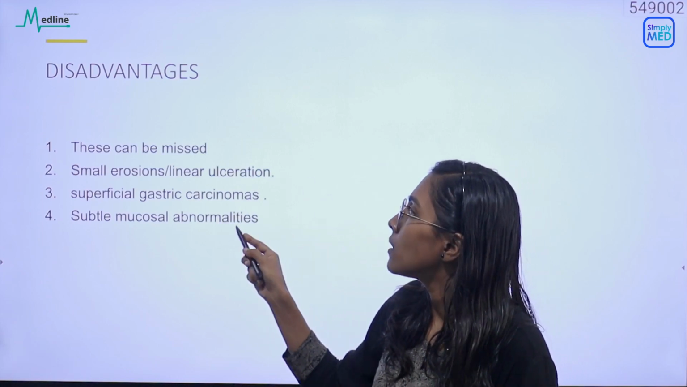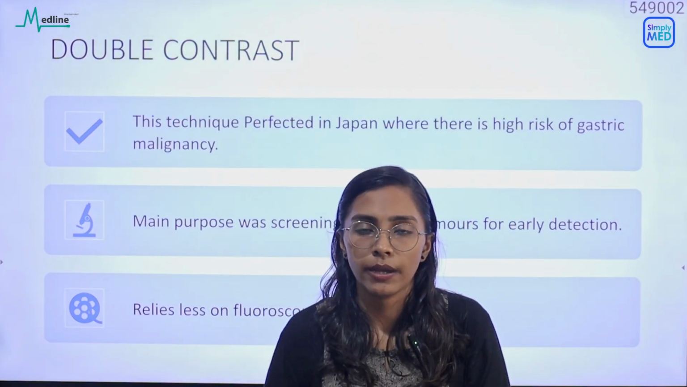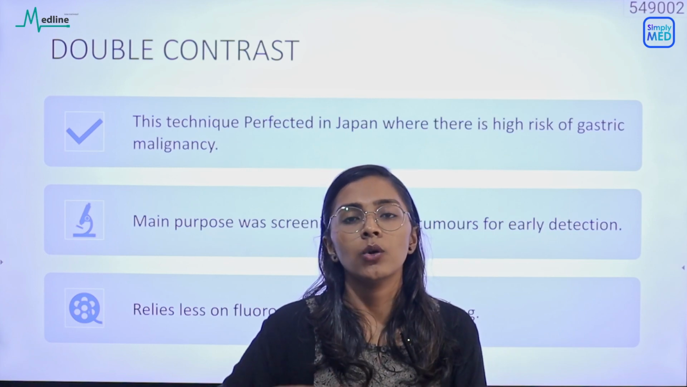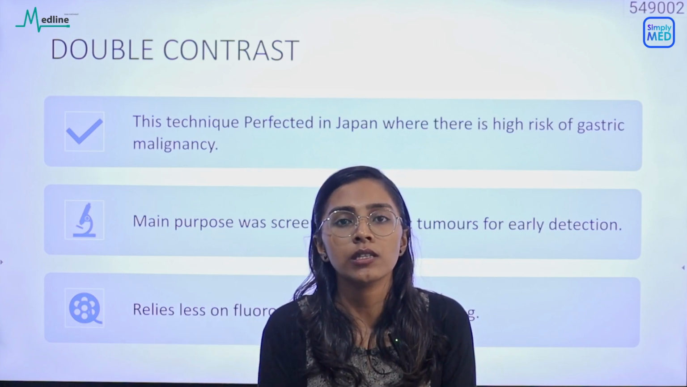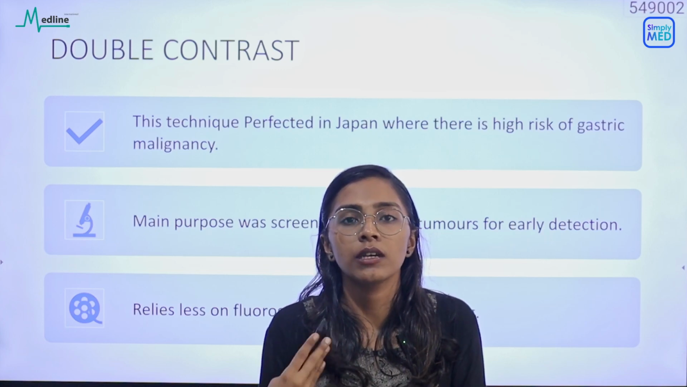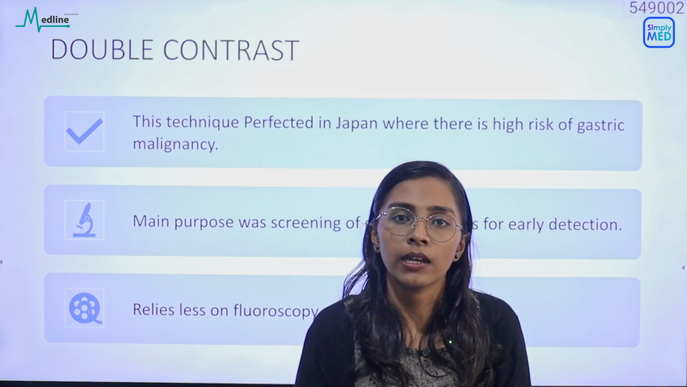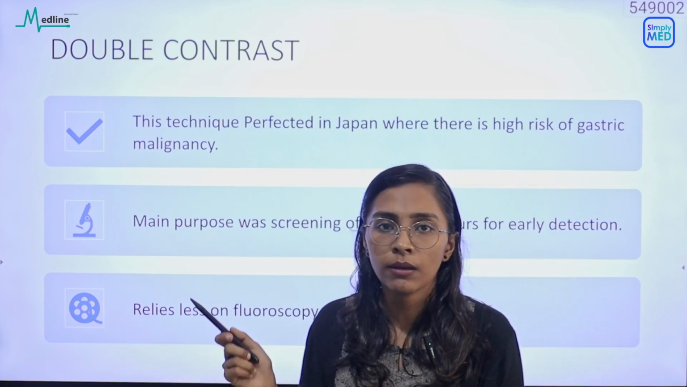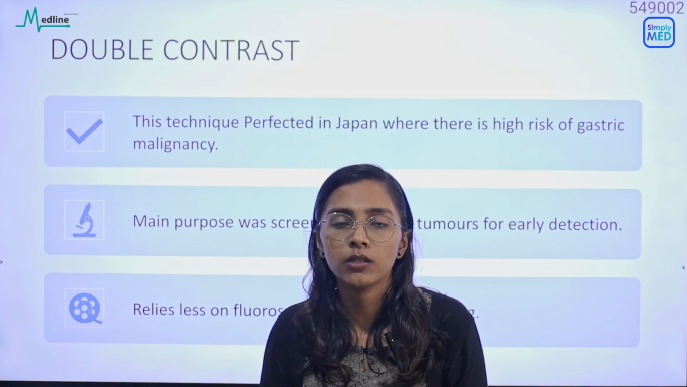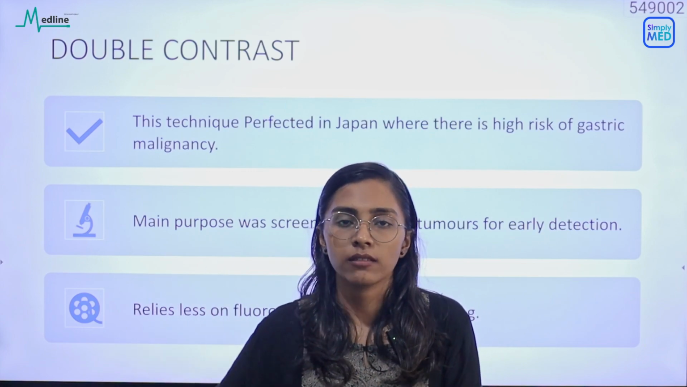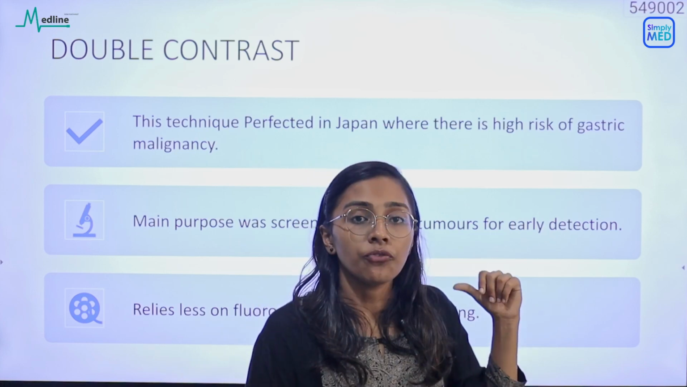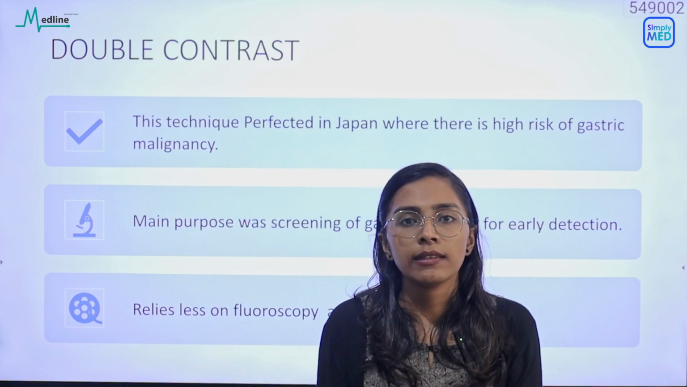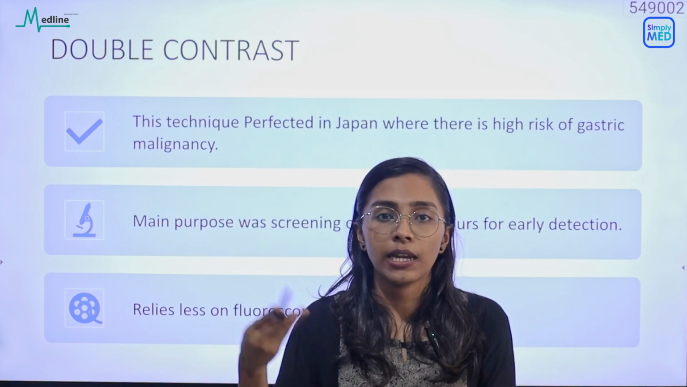So now let's look into the double contrast barium meal. Okay, since the single contrast barium meal has some limitations, we look for a double contrast barium meal. This was mainly performed in Japan because there were increased gastric malignancies. So the main purpose was screening for gastric tumors, that too for early detection. Now, this double contrast study relies less on fluoroscopy and more on filming.